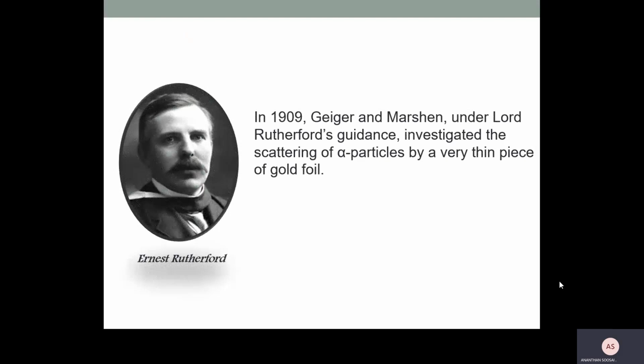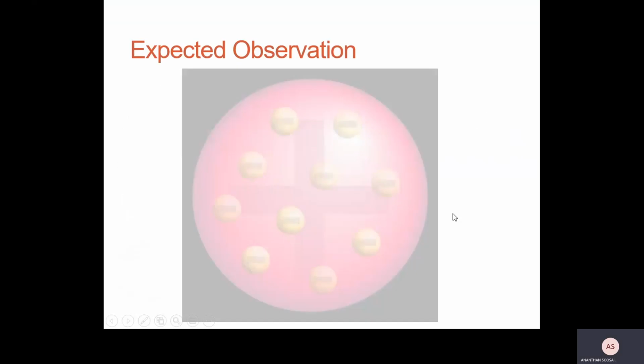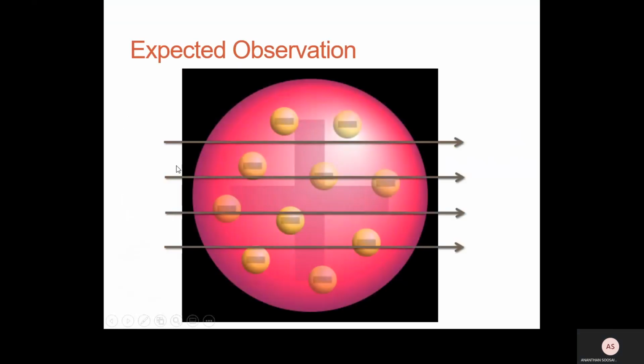By what experiment? 1909. Geiger and Marsden, actually. Two PhD students, if I'm not mistaken, assisted. You give them a research task. So they did that experiment. They investigated the scattering of alpha particles by a thin piece of gold foil. So they shine the alpha particles through the atoms.